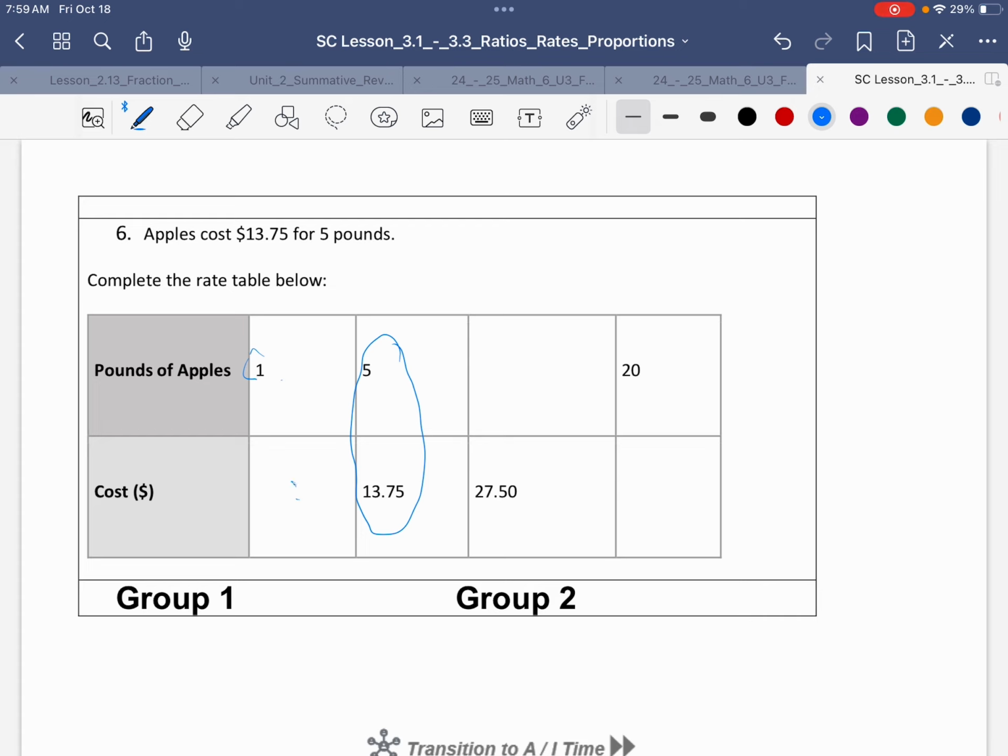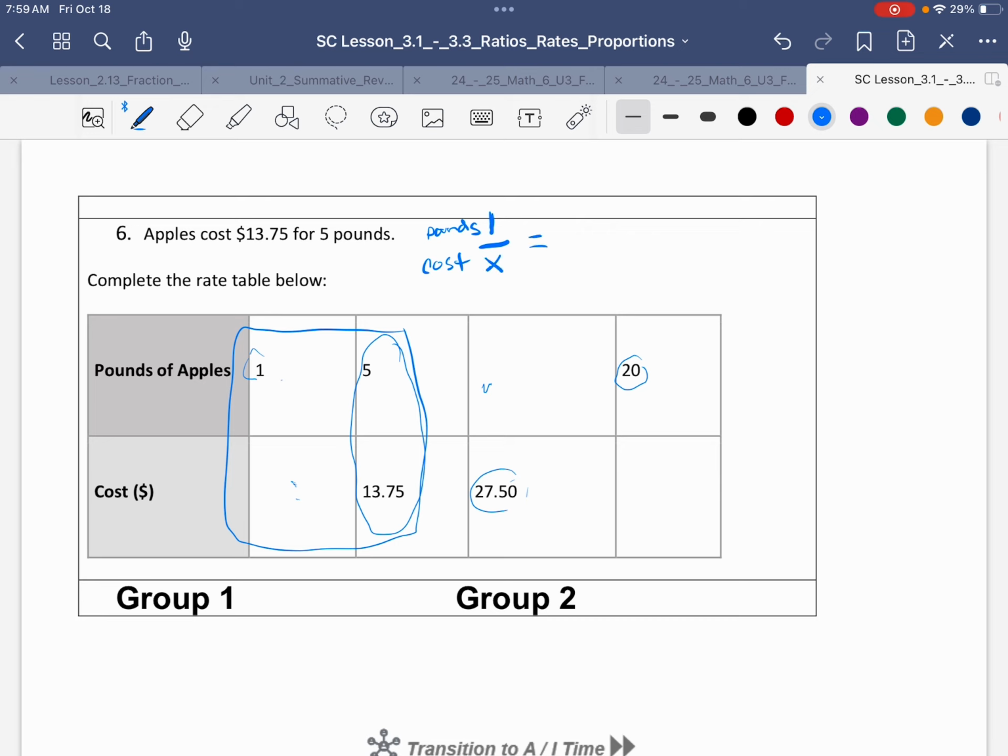They want to know how many pounds you would get for $27, and how much 20 pounds cost. So what you would need to do is find the unit rate, but you can find it with proportions. So let's set up a proportion. I'm going to use these two right here to find our proportion rate. Pounds will be on top, and cost on the bottom. So 1 pound, we don't know how much that costs.